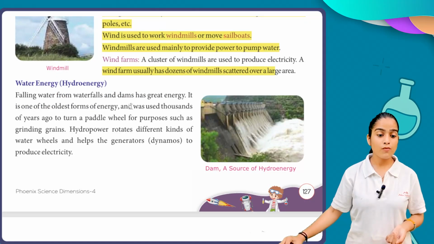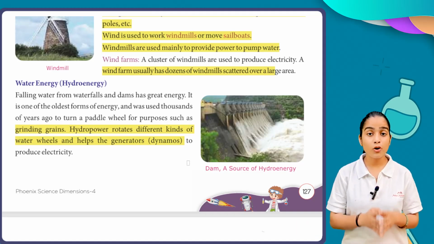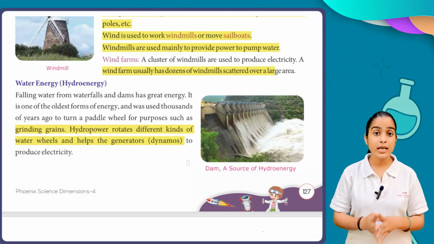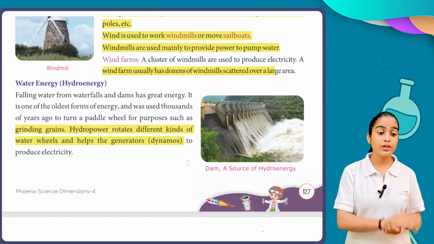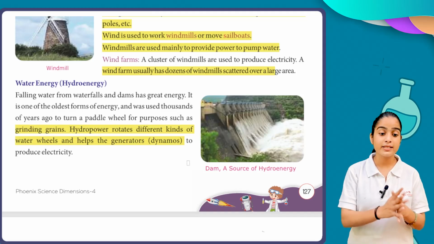Next we have water energy, meaning hydro energy. Falling water from waterfalls and dams has great energy. It is one of the oldest forms of energy, used thousands of years ago to turn a paddle wheel for purposes such as grinding grains. Hydropower rotates different kinds of water wheels and helps the generators to produce electricity. It means with the help of water energy, we can also make electricity. And in ancient times, water energy was one of the most important forms of energy for grinding grains, etc.